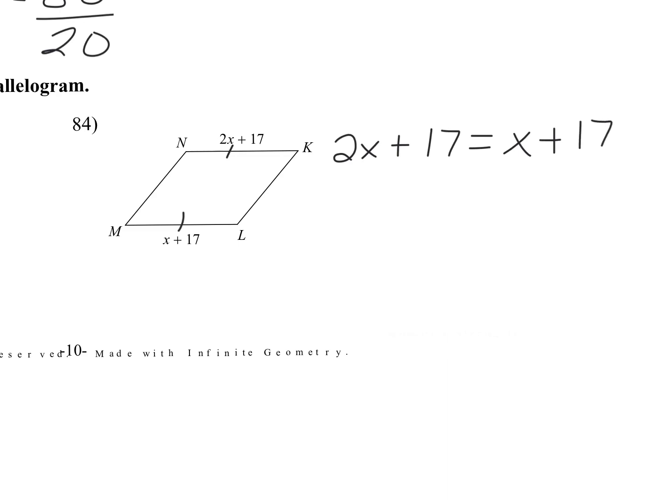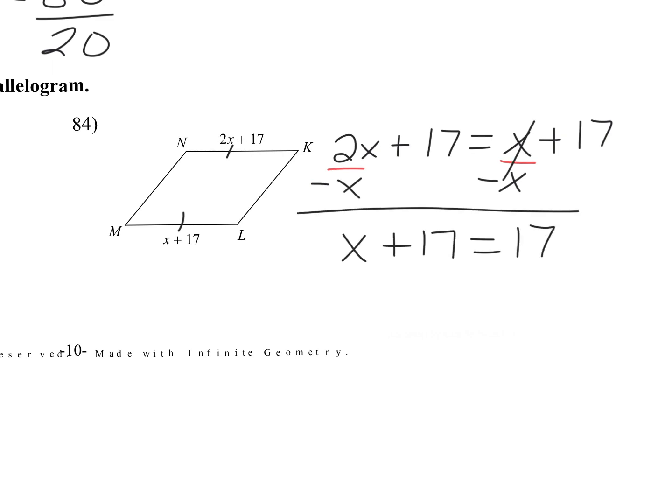Now, the reason I wanted to go over this one is because sometimes when we see problems like this, we freak out. Because why? Because we have x's on different sides. But is that really a problem? No, it's just one extra step that you have to do. Minus x. The reason I underline them is so that we can see that we need to get them on the same side. So let's subtract x. So I have x plus 17 equals 17. Last step. Subtract 17 to get x equals 0.